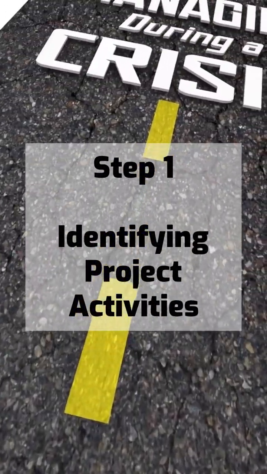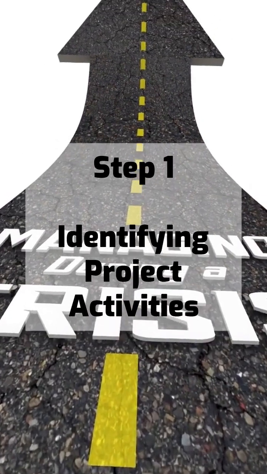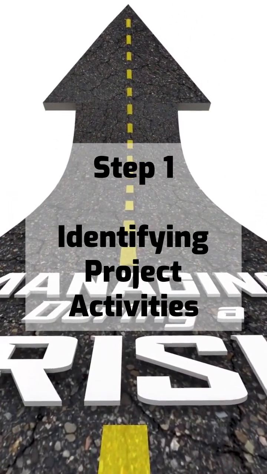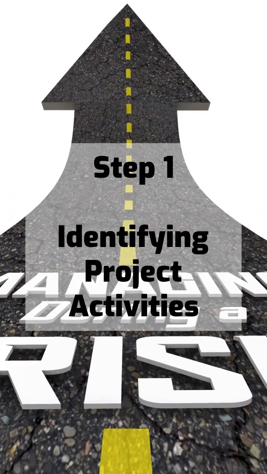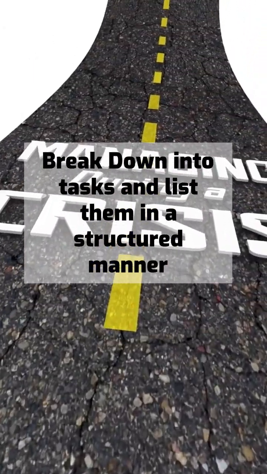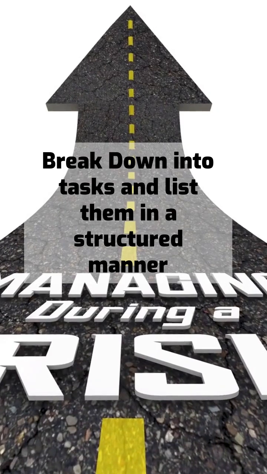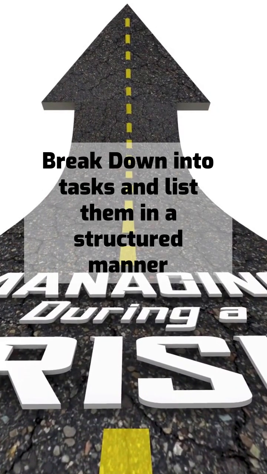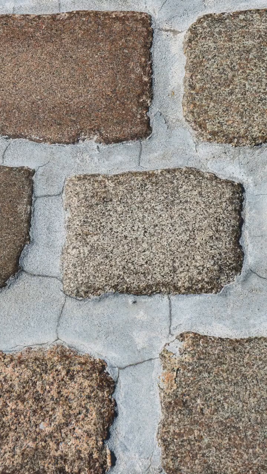Step 1. Identifying project activities. First, identify all the activities required to complete the project. Break down the project into smaller, manageable tasks and list them in a structured manner. Each activity should have a defined start and end point.